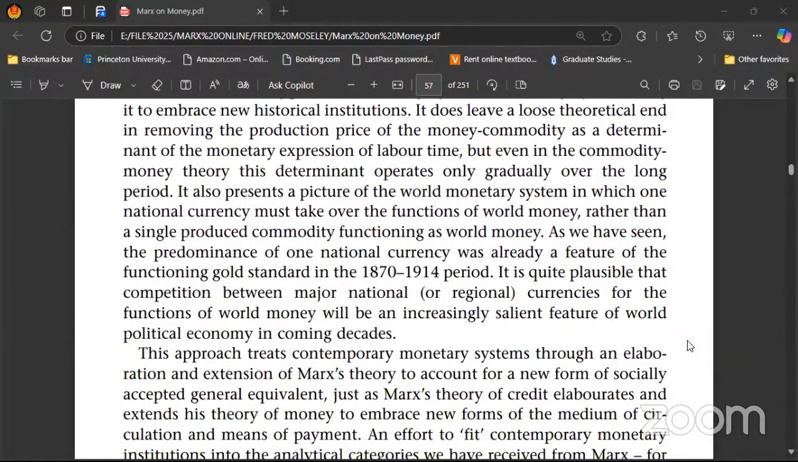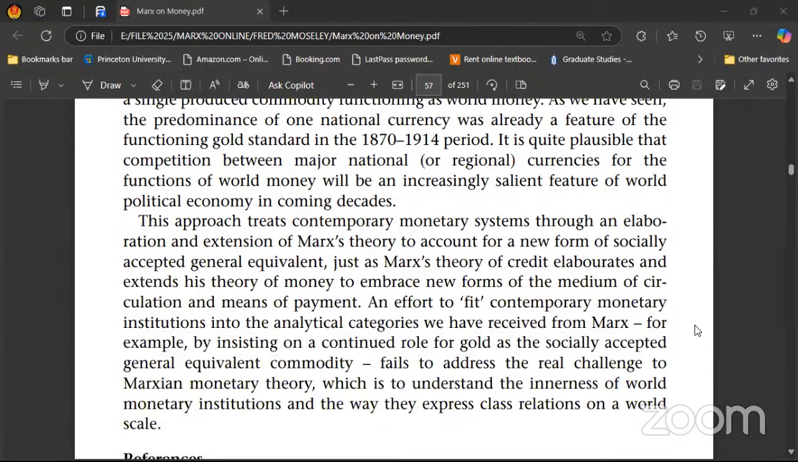As we've seen, the predominance of one national currency was already a feature of the functioning gold standard in the 1870 to 1914 period. It is quite plausible that competition between major national or regional currencies for the functions of world money will be an increasingly salient feature of world political economy in coming decades. This approach treats contemporary monetary systems through an elaboration and extension of Marx's theory to account for a new form of socially accepted general equivalent.